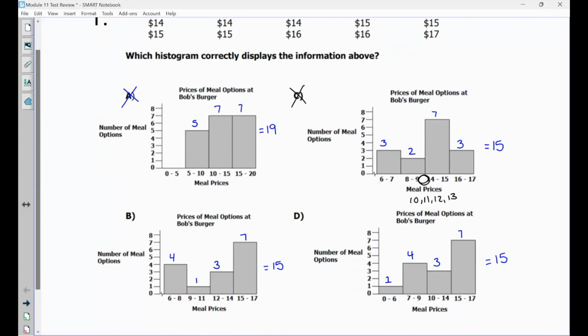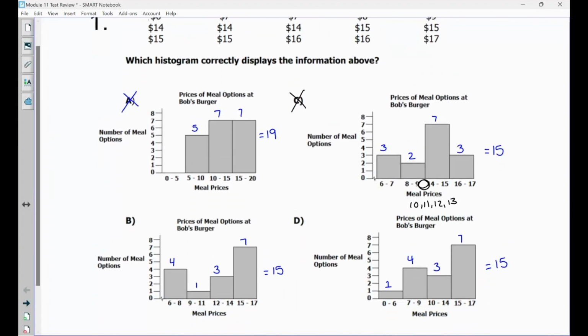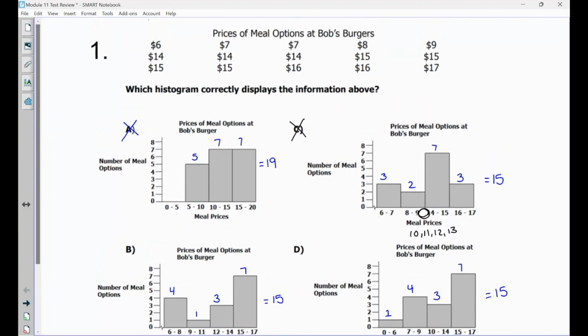All right, now let's look over here. Here we've got 6 to 8, 9 to 11, 12 to 14, 15 to 17. All right, so let's see which of these is correct. So from 6 to 8, we've got 1, 2, 3, 4. 4 pieces of data, so that's correct. From 9 to 11, we've got 1. From 12 to 14, we've got 1, 2, 3. And from 15 to 17, 1, 2, 3, 4, 5, 6, 7. So this one seems to be good.